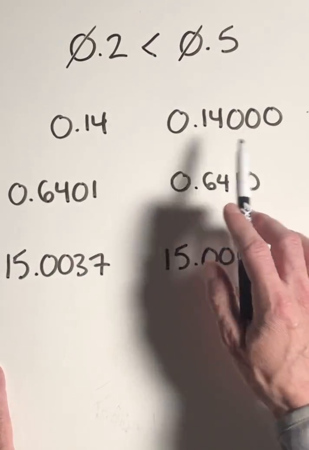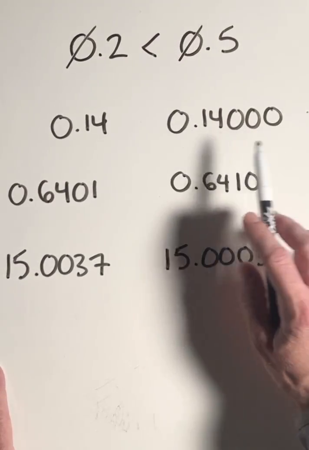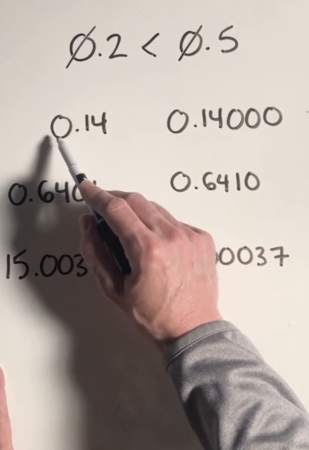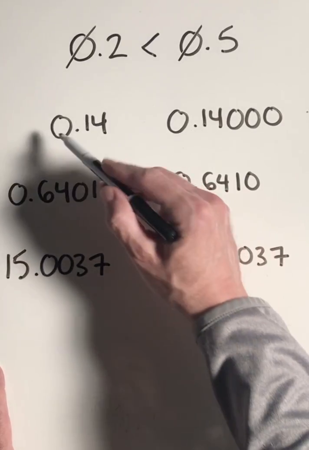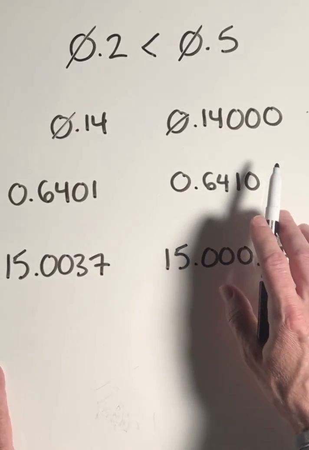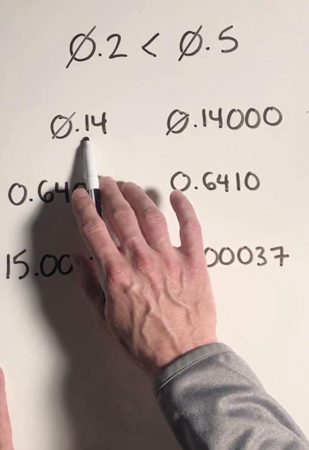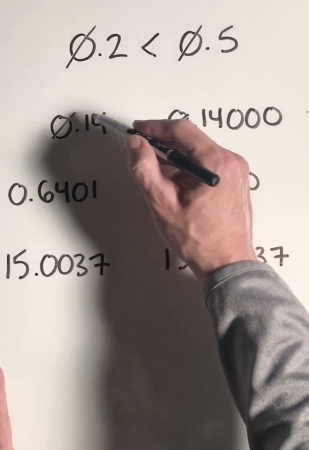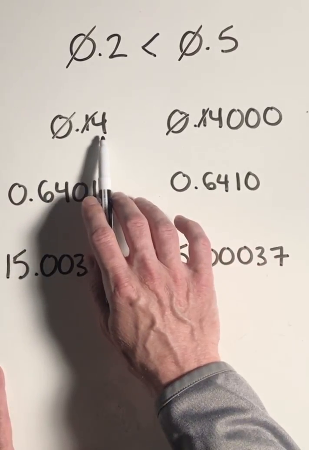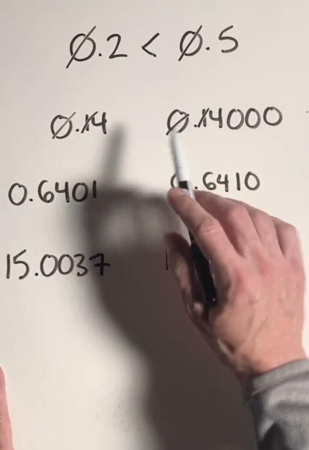With these two numbers, we'll use the same logic. I'm going to start with the digit all the way to the left. This has a 0 in the ones place, and this has a 0 in the ones place, so those are both equal. I can now move on to the other digits to make my decision. They both have a 1 in the tenths place, so I can cancel that out. They both have a 4 in the 100ths place.